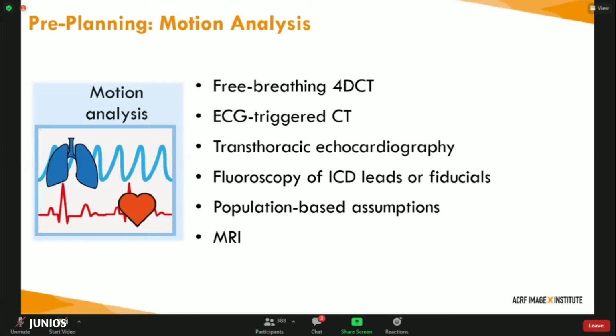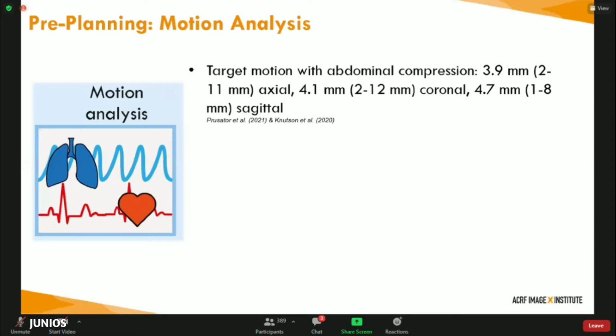Clinical treatments using gating or tracking for respiratory motion have assessed cardiac-induced target motion with ECG-gated CT scans in systole and diastole, transthoracic echoes, or fluoroscopy of ICD leads or fiducials during transient breath holds. One group used a predefined population average motion estimate, and MRI has been used in clinical MRI-guided treatment and target motion characterization studies. Unfortunately, the magnitude of target motion has not often been reported in published clinical studies.